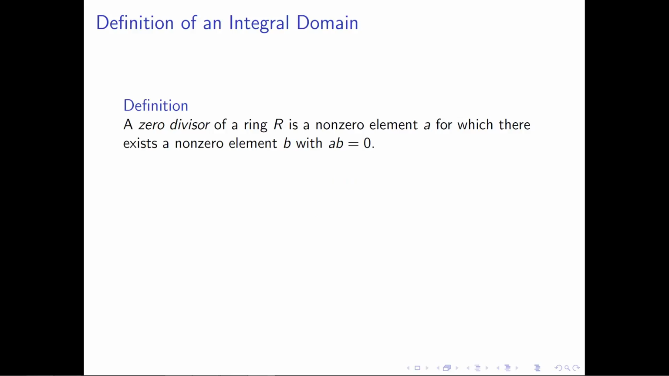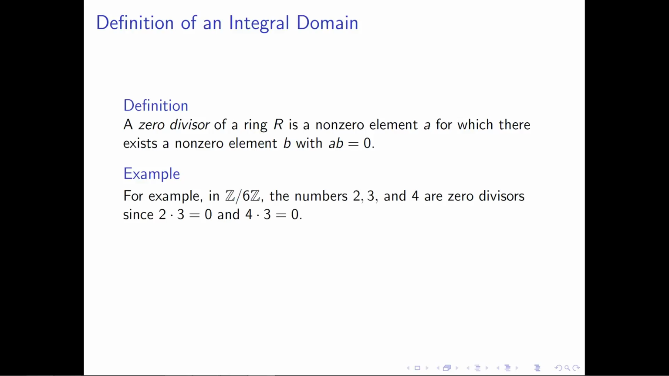So we'll start again with just the definition of an integral domain, but actually before we get there, I'm going to have to define one other thing. So the first thing I'd like to define is what's called a zero divisor of a ring R. So a zero divisor of a ring R is a non-zero element, A, for which there exists a non-zero element, B, so that when I take the product of these two elements, I get 0.